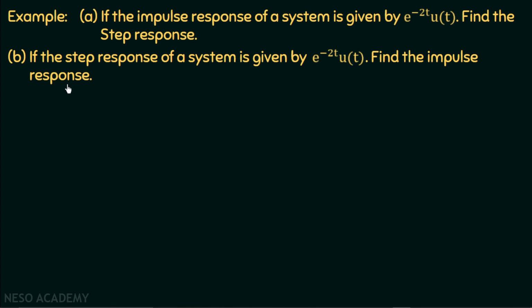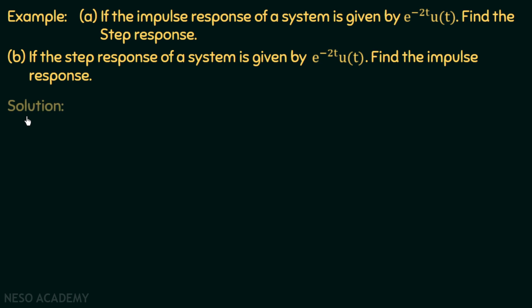So we can see in part A, we are given the impulse response of the system, which is equal to e power minus 2t u(t), and we need to find the step response. And in part B, we are given the step response of the system, and it is equal to e power minus 2t u(t), and we need to find the impulse response. So firstly, we will discuss part A.